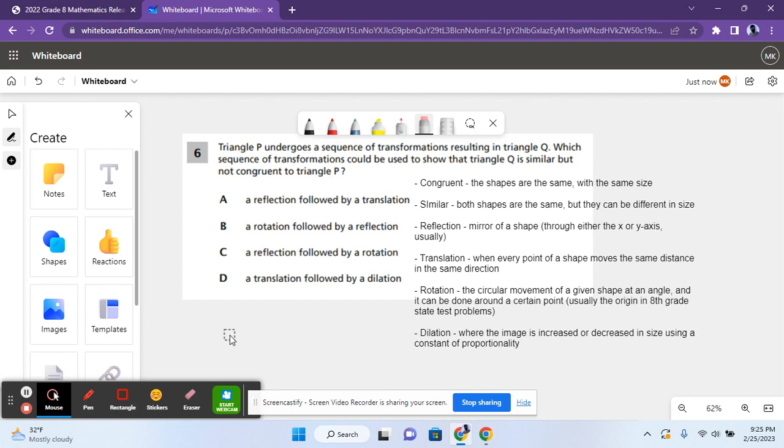So if you look through all of the answer choices, knowing these definitions, you can quickly see that the correct answer would be B. I mean D. I misspoke. So the correct answer would be D. And this is because you can translate triangle P by moving it, and you could dilate it to be bigger or smaller so that the triangles are the same shape but different in size, thus making them similar but not congruent. Let's move on to the next problem.